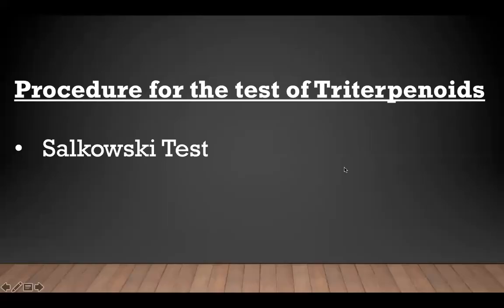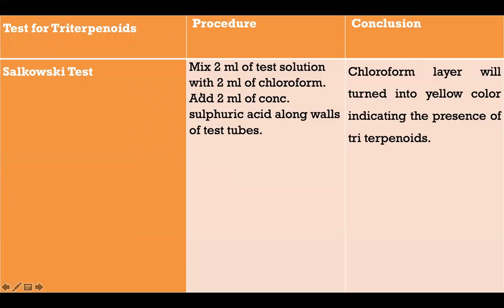Next is the test for triterpenoids. The test name is Salkowski test. For this test, we will simply mix 2 ml of test solution with 2 ml of chloroform, and then we will add 2 ml of concentrated sulfuric acid along the walls of the test tube. The chloroform layer will turn yellow, which indicates the presence of triterpenoids in your sample.